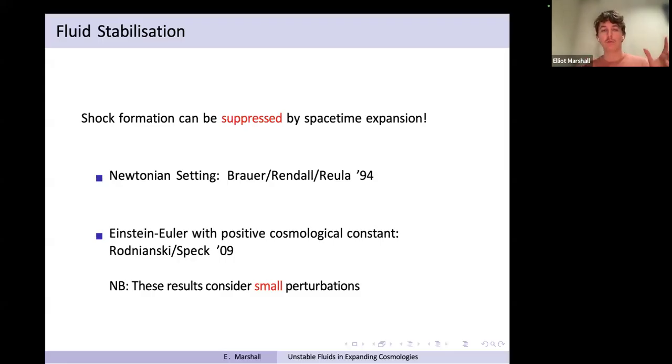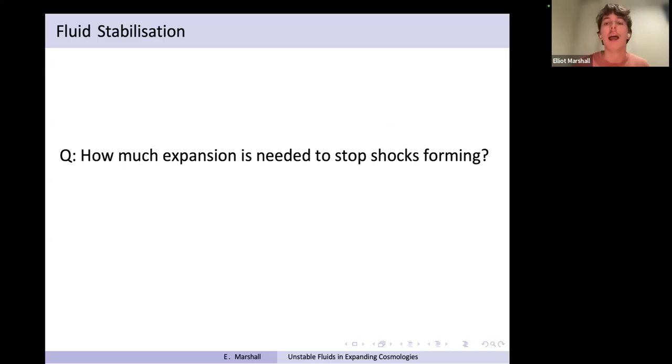Okay, but now what I've set up here is we've got the two sort of extreme examples. On one end, we have Minkowski space where we know shocks have to form. And on the other end, we have these accelerated expanding models where for suitably small perturbations, shocks don't form. So then the natural question to ask is, well, how much expansion is needed? At what point will shocks form, even if you have expansion in your solution? So that's the question that I've been working on more recently.